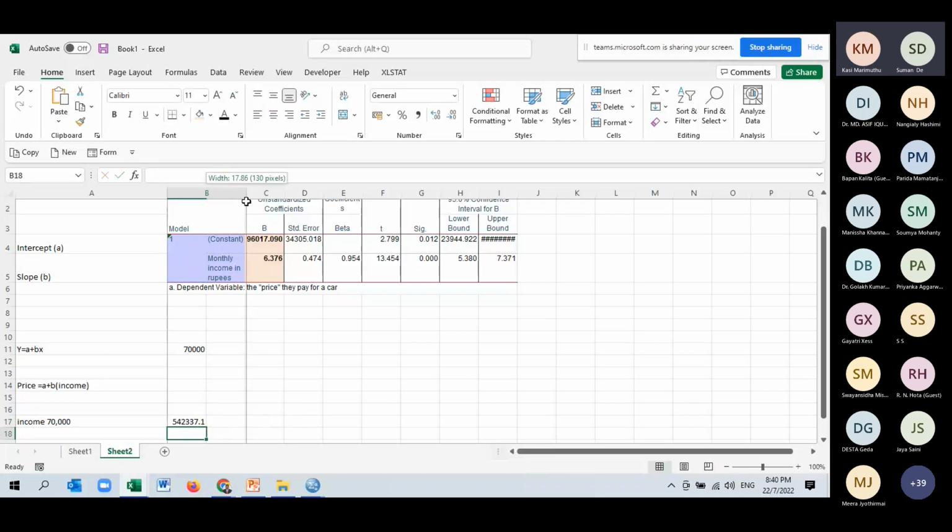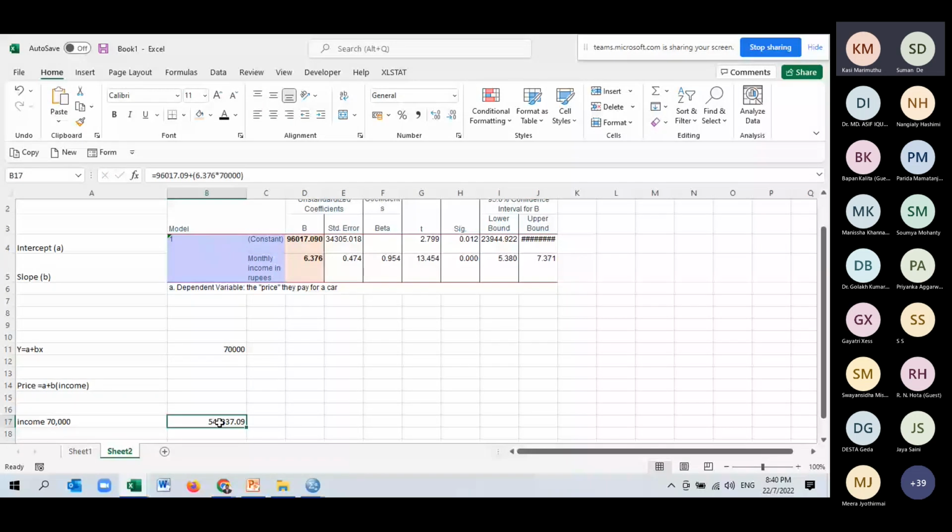So based on this hypothetical data, a person can go around 5,42,000. Is that okay? Based on this income, the candidate can go up to this much based on this hypothetical data.